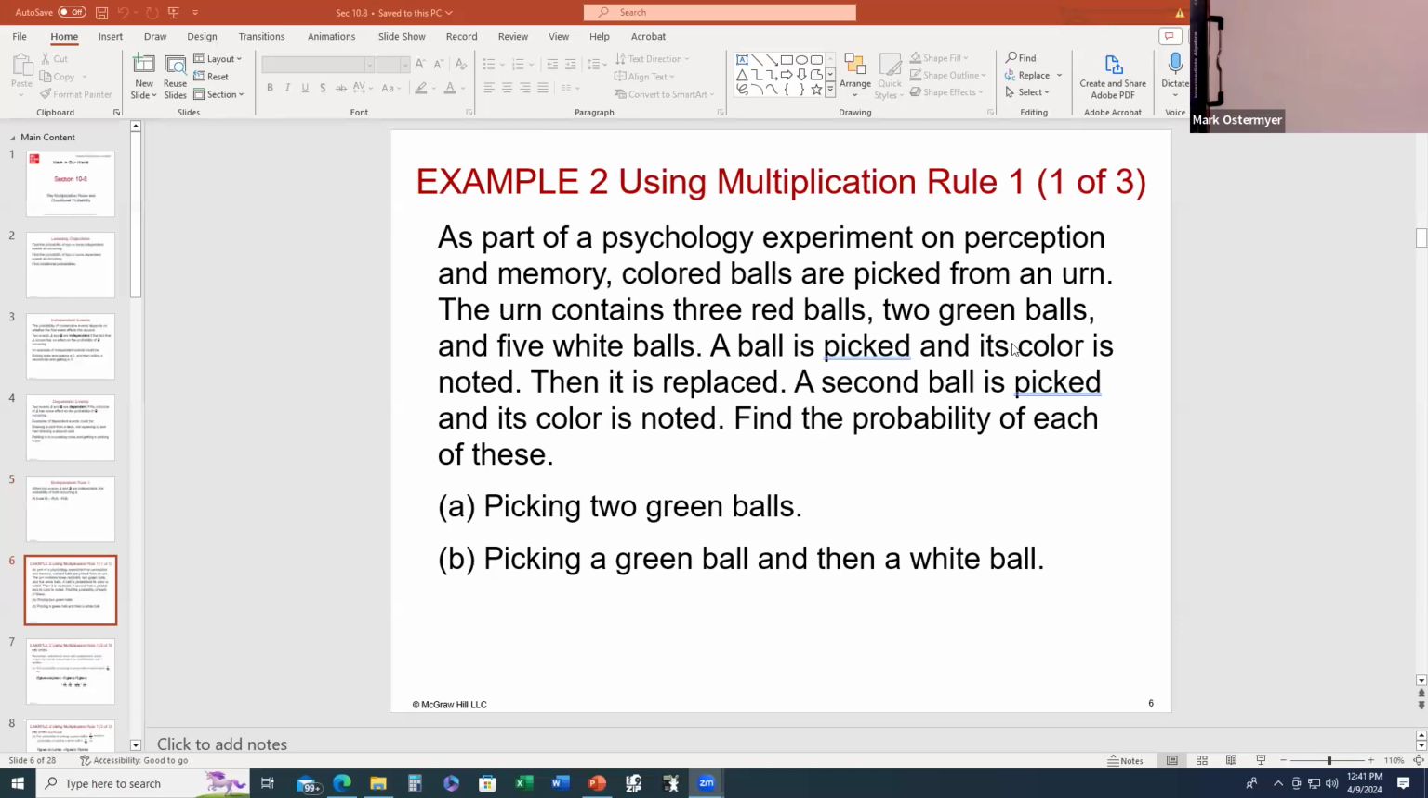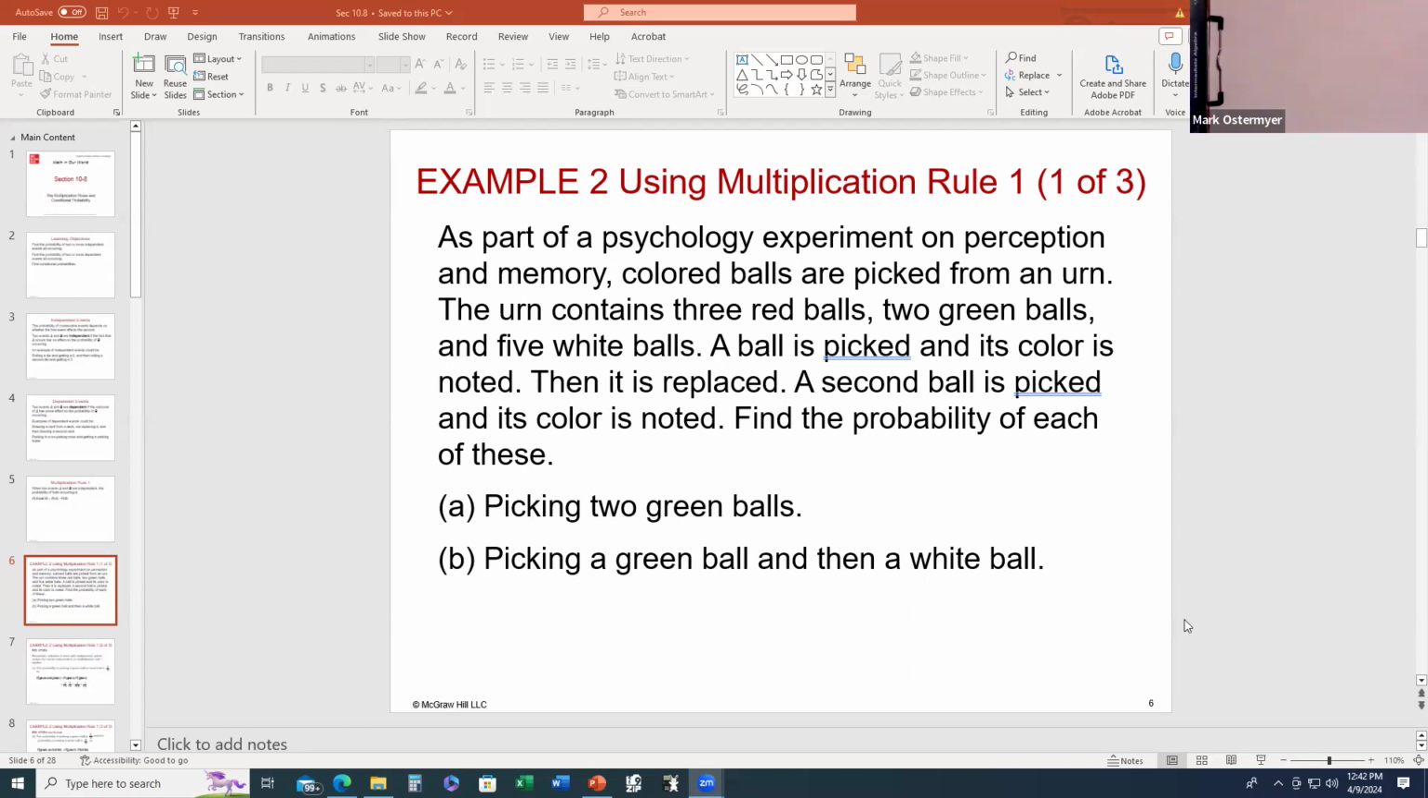All right. As part of a psychology experiment on perception and memory, colored balls are picked from an urn. The urn contains 3 red balls and 2 green balls and 5 white balls. A ball is picked and its color is noted. Then it is replaced. A second ball is then picked and its color is noted. Find the probability of each of these. Find the probability of picking 2 green balls, and find the probability of getting a green ball and then a white ball. Since this is an experiment with replacement, these events, these trials of choosing 2 balls, are independent of each other.